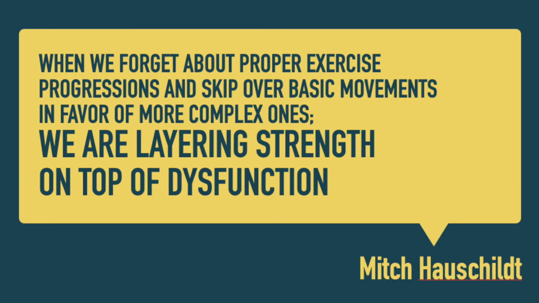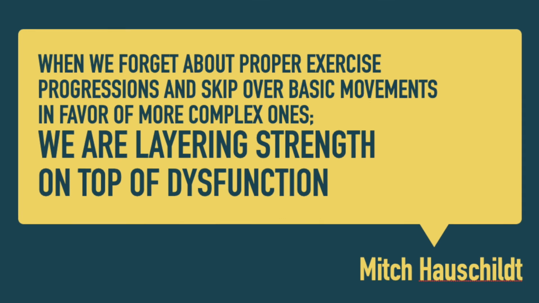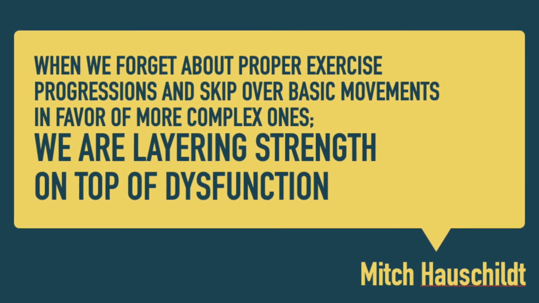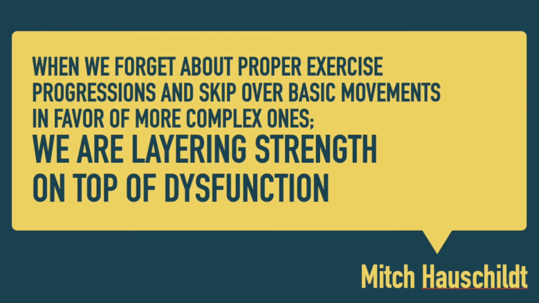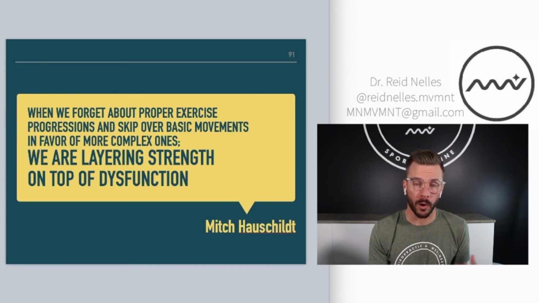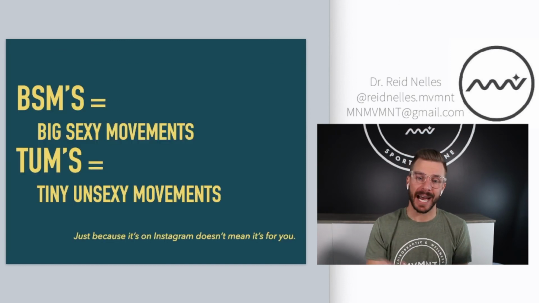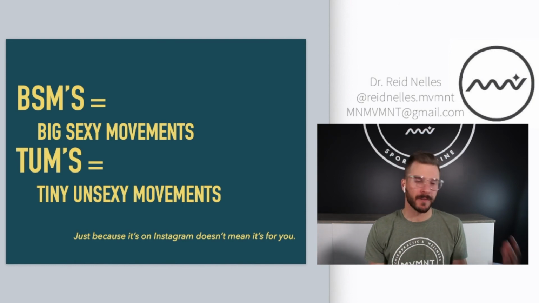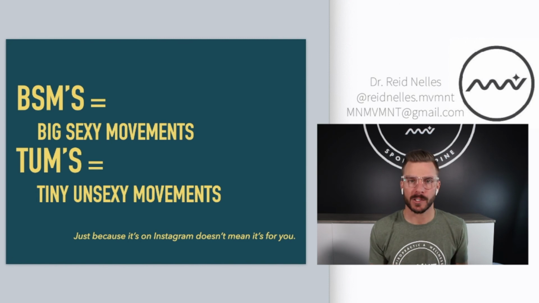Okay. Mitch Hauschild says in his book, and this quote really stuck out with me, when we forget about proper exercise progressions and skip over basic movements or foundational movements in favor of more complex ones or sexy ones, we are layering strength on top of dysfunction. Or, simply put, we're training a bad habit. Okay, we need to break it down into our TUMs, as I call them, tiny, unsexy movements, which are going to allow big, sexy movements to happen easier, faster, more fluent, efficient, powerful, all these great things. That is athleticism. Okay? Just because it's on Instagram doesn't mean it's for you.